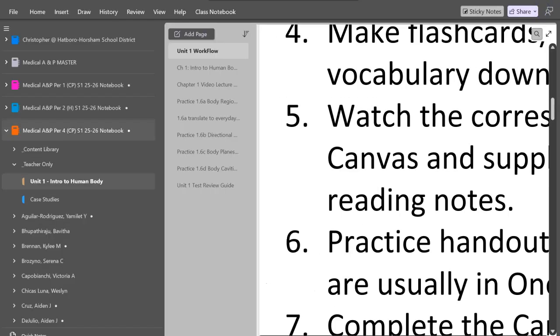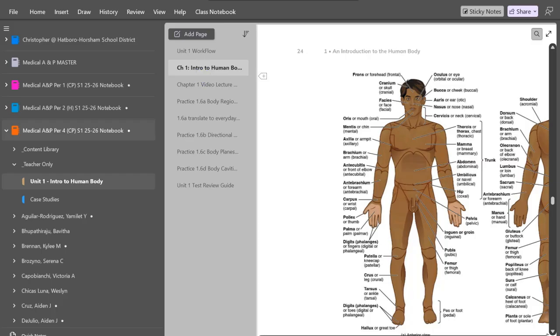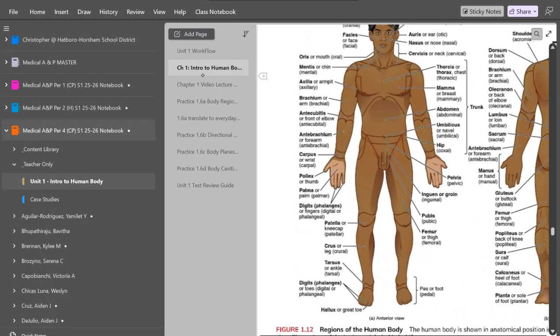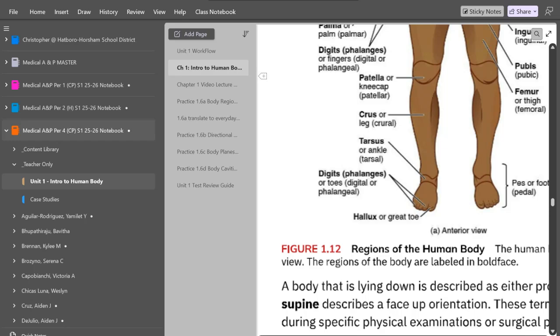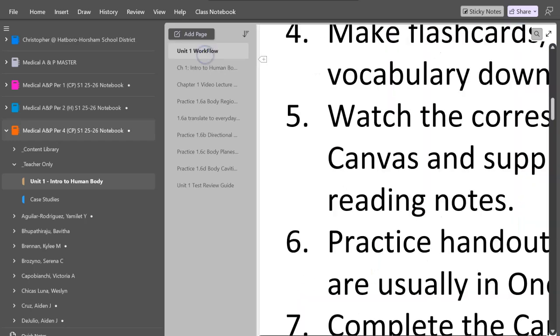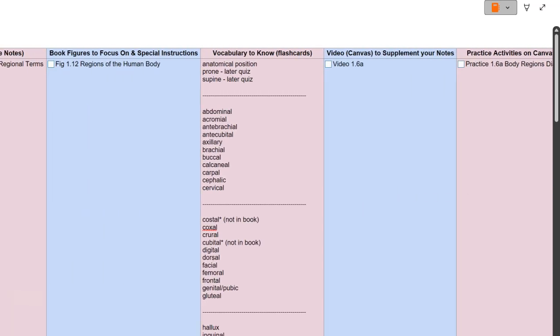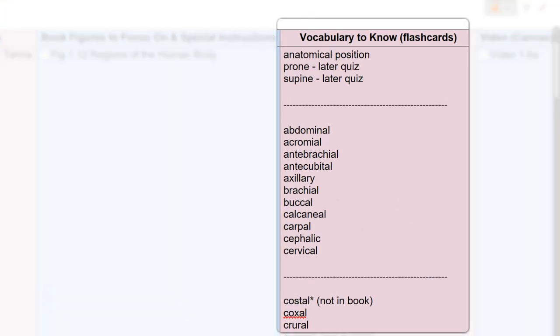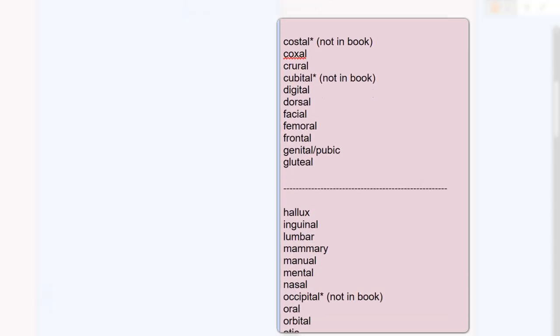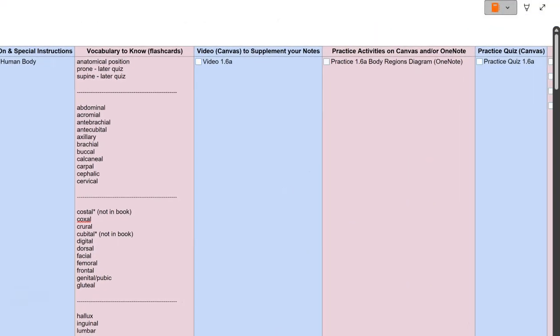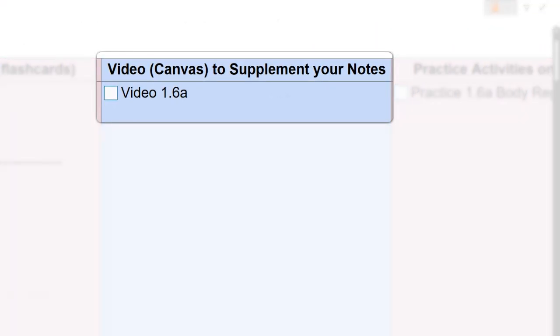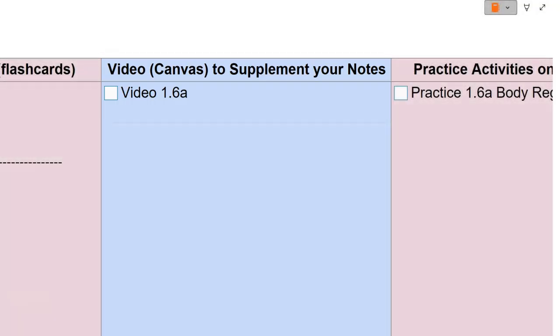Okay, so you're going to use this diagram to learn these terms and use the videos in Canvas to supplement your notes. It's in the Canvas module for Unit 1, and you're going to watch video 1.6a.